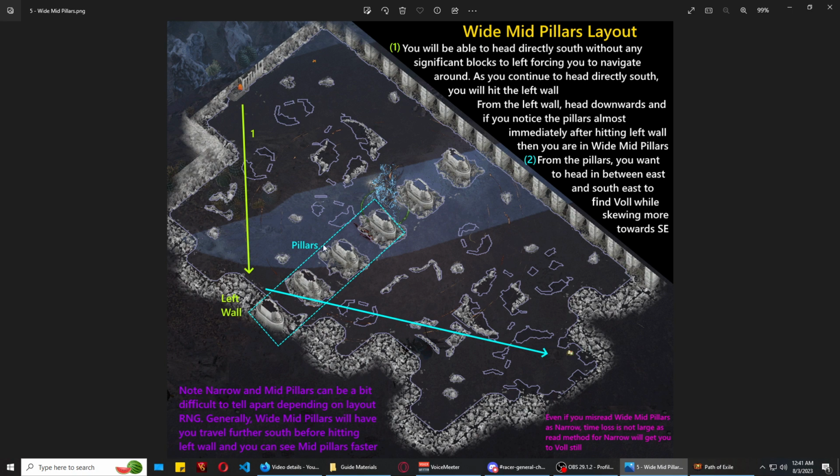From here, once we recognize we're in wide mid-pillars, we know that Vol is going to be in the middle of the bottom border of the map. Once we recognize that, we'll be able to head essentially to the southeast, trying to angle ourselves to where we think the middle of the bottom border of the map is, to find Vol. Now, you can also just hug this left wall instead of trying to head directly to the middle of the bottom border. You'll still get there. You'll just have a little bit of extra navigation. Not a big deal.